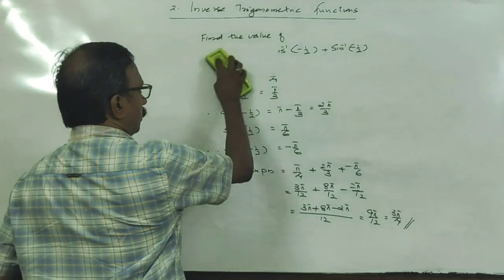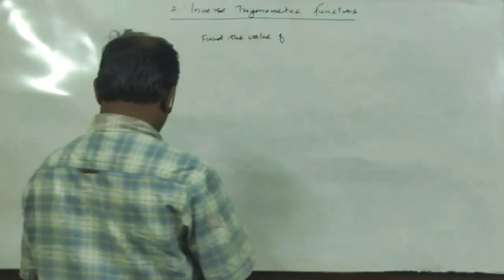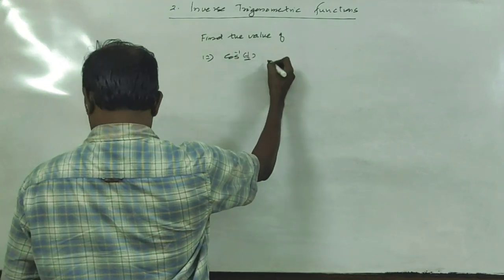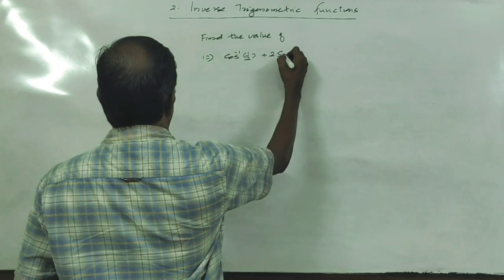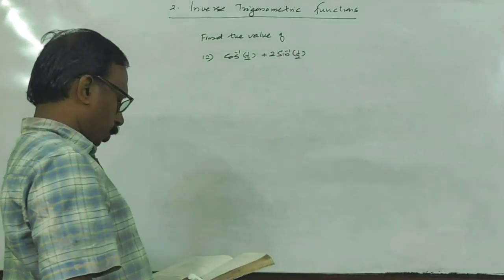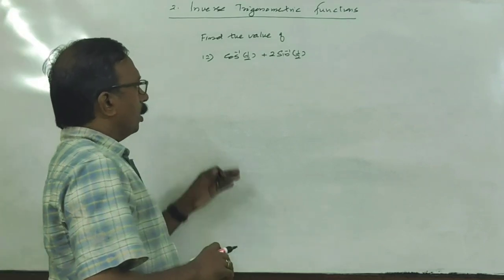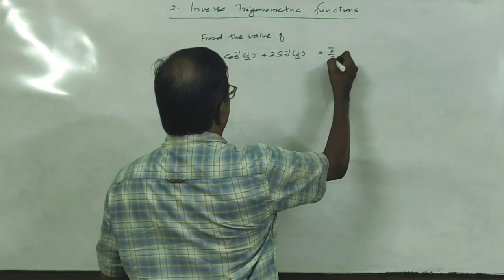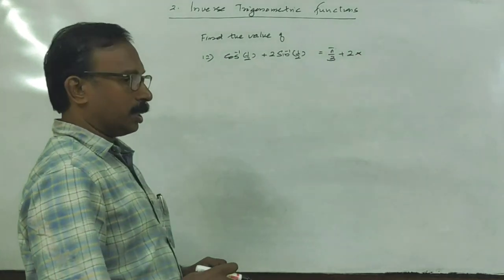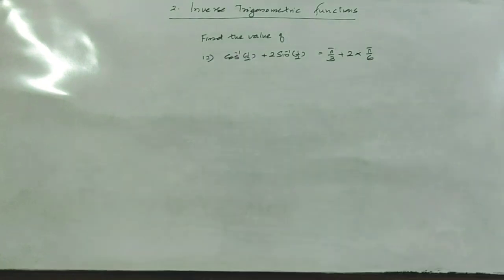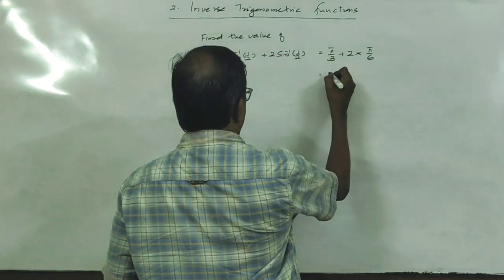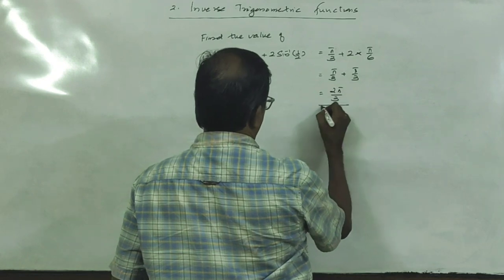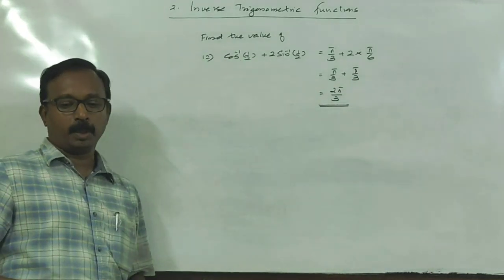Now, question 12. Cos inverse 1 by 2 plus 2 sin inverse 1 by 2. We know that cos inverse 1 by 2 is pi by 3. Here it is pi by 3 plus 2 into sin inverse 1 by 2, which is pi by 6. So we have pi by 3 plus pi by 3, that is 2 pi by 3. This is that 2 pi by 3, isn't it?